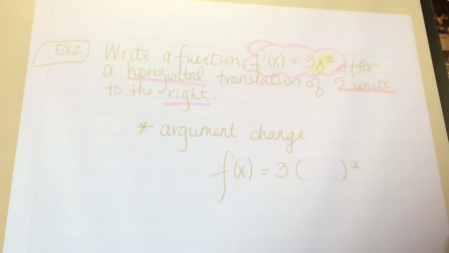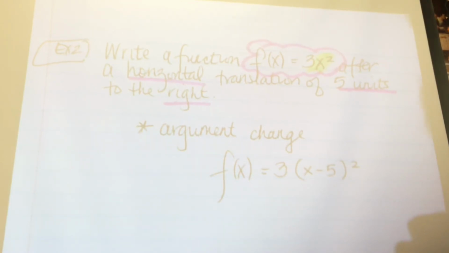Let's see. Hannah, if it says 5 units to the right, how is my argument going to change? What do you think, babe? Am I going to put x plus 5 or x minus 5? Minus. Why did you say minus? You were hesitant a little bit, but look at example 1. Remember I said it's the opposite of what you think. Very good, sweetheart.